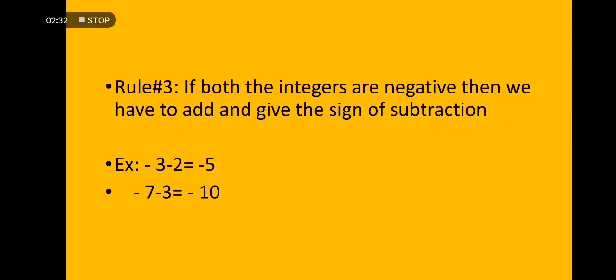Next, rule 3. If both the integers are negative, then we have to add and give the sign of subtraction. For example, minus 3 minus 2. Both the integers have a negative sign, so add, that is 5, and give the sign of minus. In example 2 I also gave minus 7 minus 3. Again both the integers are negative. Add 7 plus 3 is 10 and give the sign of minus.